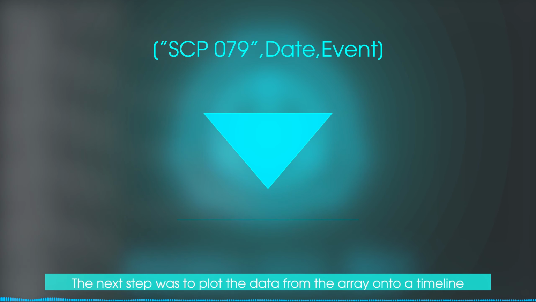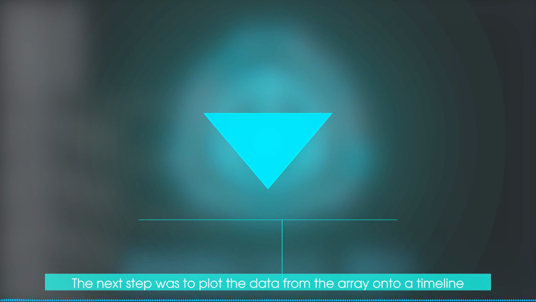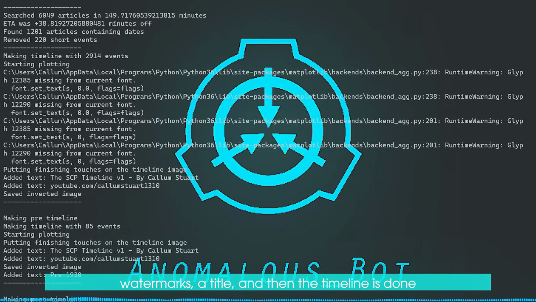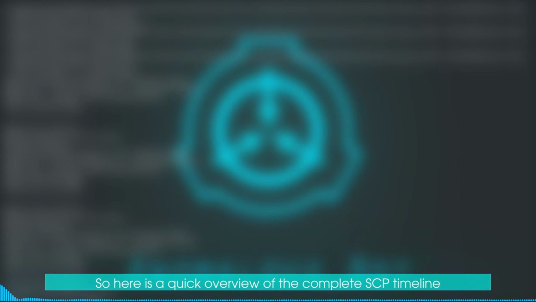The next step was to plot the data from the array onto a timeline. Then a function uses Pillow to add some shameless self-promotion watermarks and a title when the timeline is done. So here is a quick overview of the complete SCP timeline.